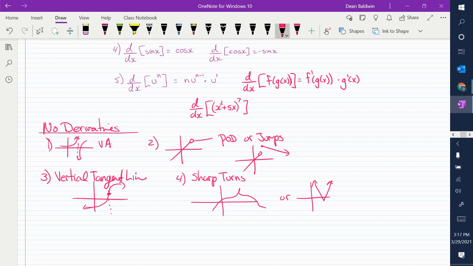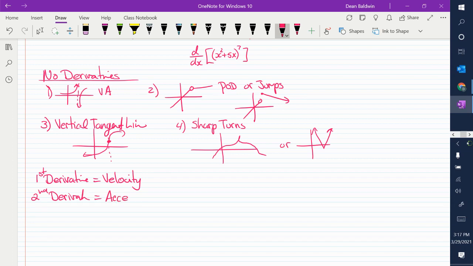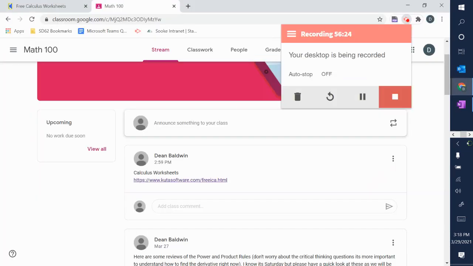What's the first derivative represent in physics? Velocity. And second derivative equals the acceleration. All right, that's pretty much it for today.